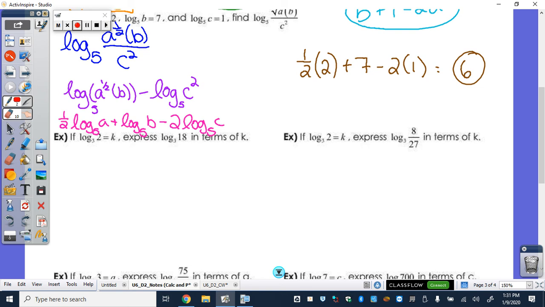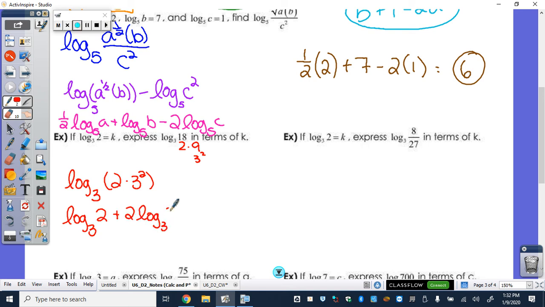All right, next one, log base 3 of 2 is k. Express log base 3 of 18 in terms of k. So again, we have to break apart 18. So what multiplies to give us 18? 2 and 9. And then 9 can go further and become 3 and 3, or 3 squared. So we would have log base 3 of 2 times 3 squared. So I break apart my 18, 2 times 3 squared. So that would become log base 3 of 2 plus 2 log base 3 of 3.